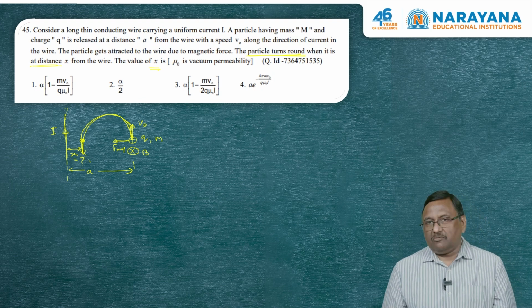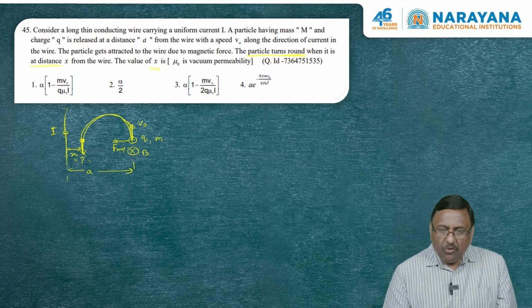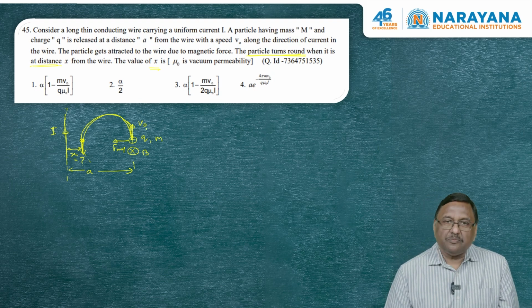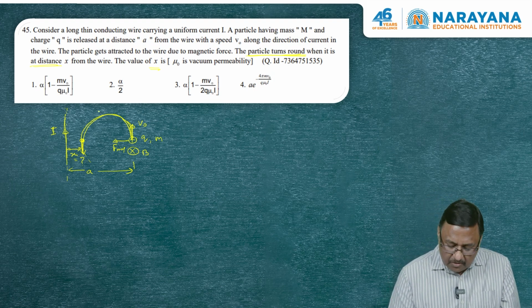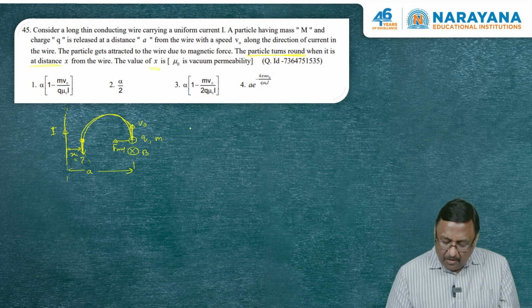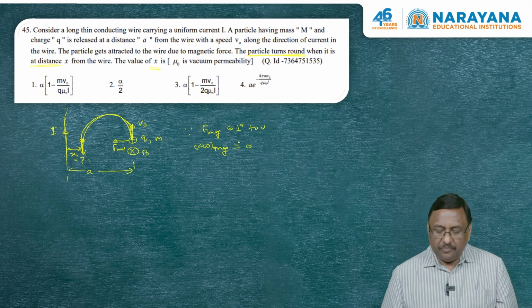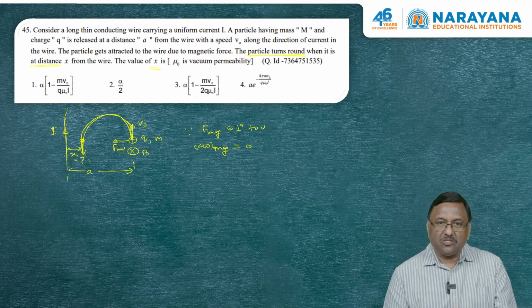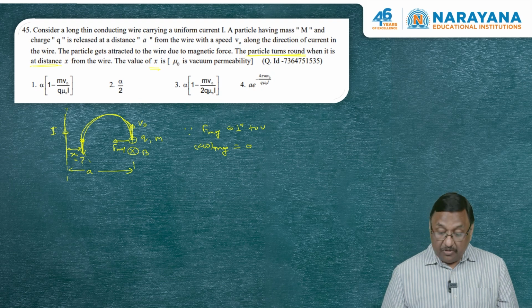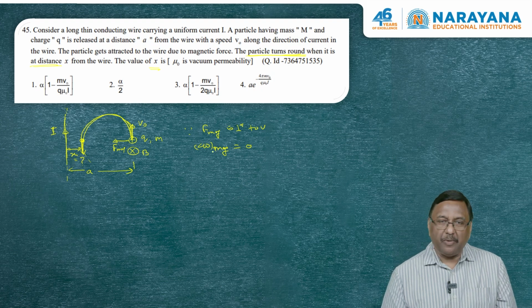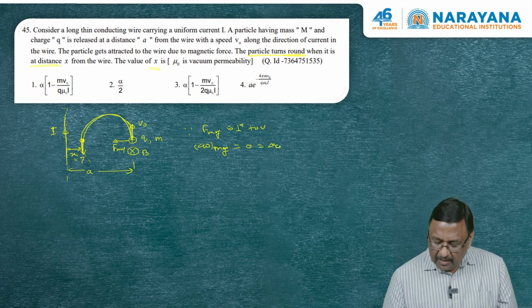Now the interesting part of this thing: as the magnetic force is always perpendicular to the velocity, since the magnetic force is perpendicular to velocity, the work done by the magnetic force will definitely be zero, no issue in that. What we can understand from here, because there is no other force acting on this body except my magnetic force, the work done is nothing but delta K.